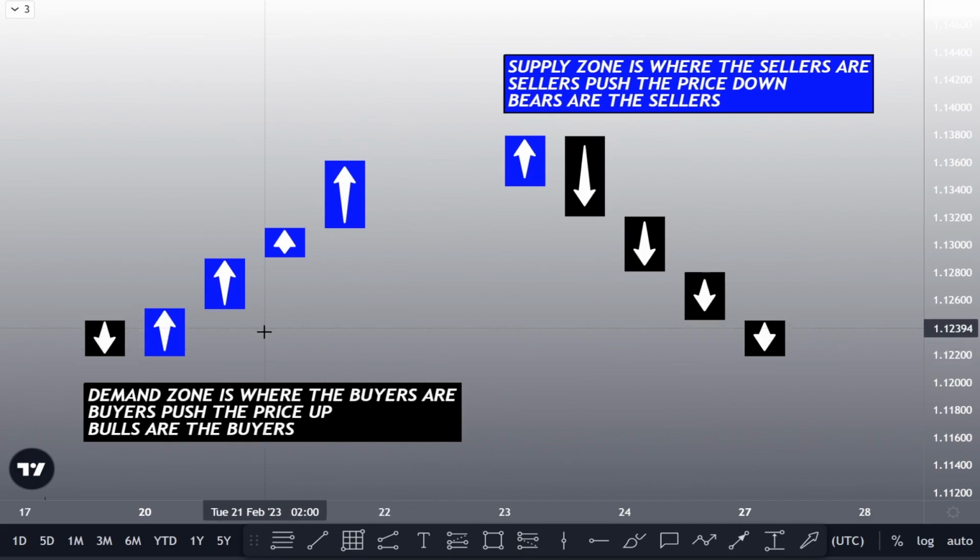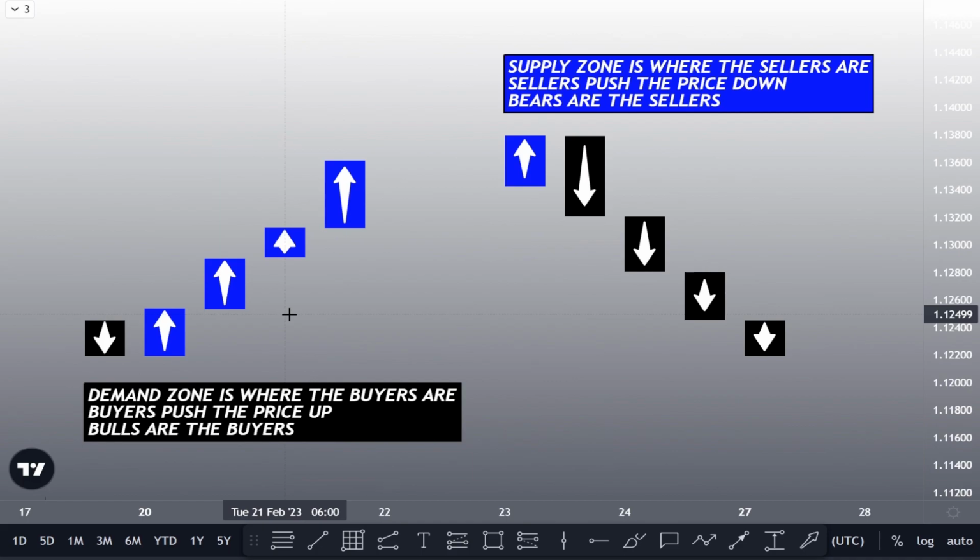On our left, we have a move to the upside. How do we know that the move is going up? Because the candlesticks are going up. Each blue candlestick means that within that time frame, the price is going up. Blue candles mean that the price is bullish. The bulls are the buyers in the market and they push the price up. A demand zone is where the buyers are. Buyers push the price up. So whenever you see a blue candle, that means the price is going upwards.